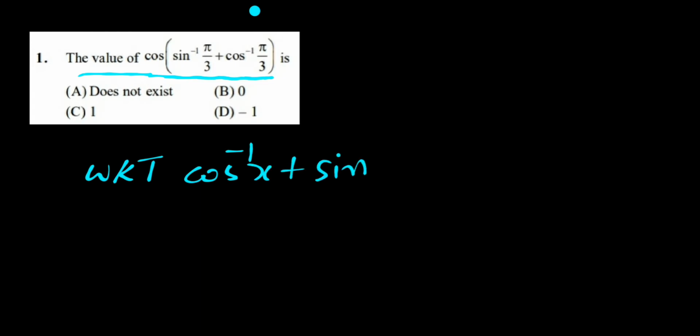The first question: the value of cos of sin inverse pi by 3 plus cos inverse pi by 3 is. We have to find this value. For that purpose, we know that cos inverse x plus sin inverse x equals pi by 2. A lot of people will think x is the same here, so you will get the answer. Here you observe pi by 3 is the same, so automatically you will write option C.